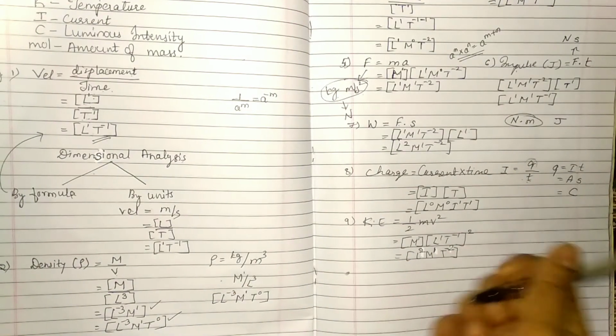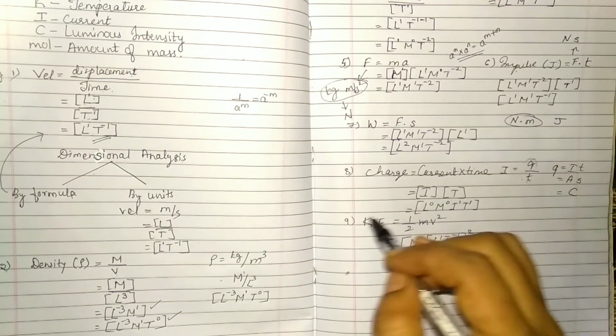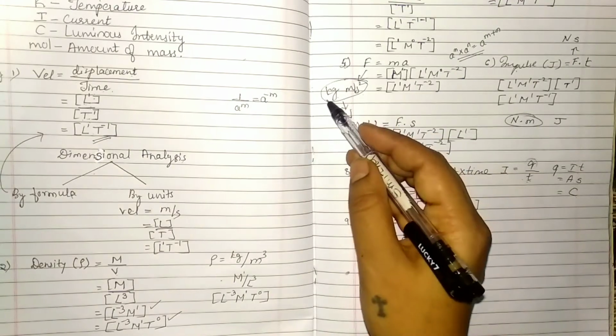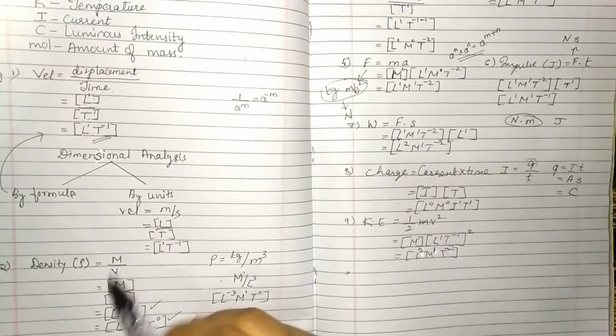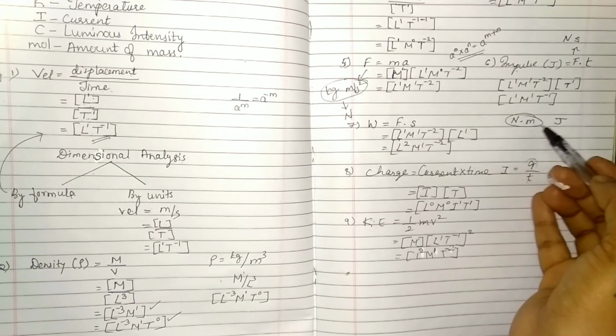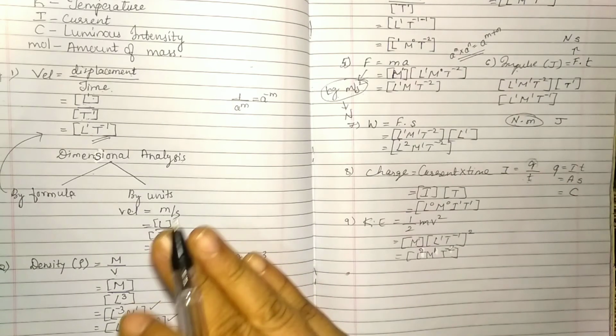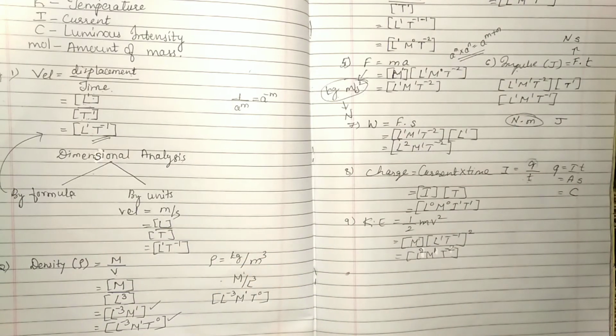Remember, you have to remember equivalent units. Coulomb is nothing but ampere second. Newton is nothing but kg meter per second square. You have to remember all these things, like Newton meter is nothing but a joule. So you have to remember equivalent SI units for your convenience in physics.